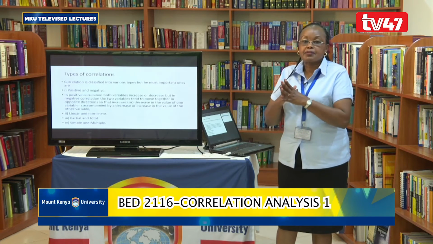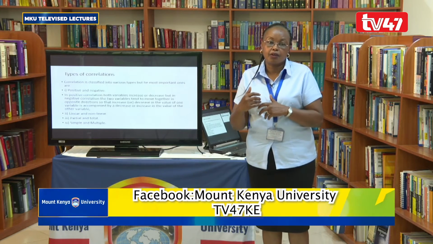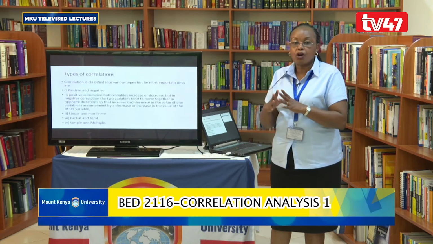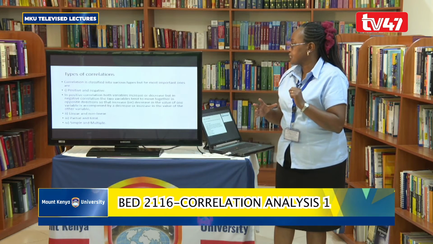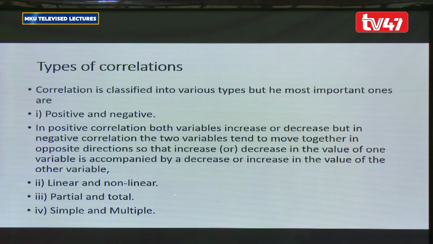Now let's go to types of correlations. In my opening remarks class, we had said we are going to be able to learn about 5 types of correlations. Now, the first one, we are going to look at positive and negative. Then we have linear and nonlinear, partial and total, simple and multiple, and the list goes on. So, for this lesson, let's look at what we mean by positive and negative.